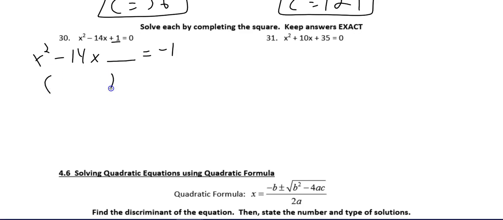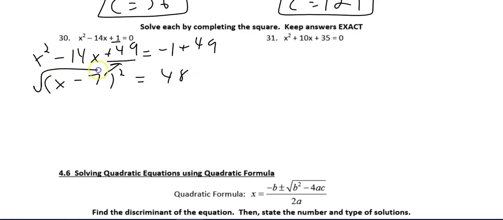Now we're going to do what we just did in the previous two problems. We're going to take half of -14, which is -7. We're going to go up here and fill in the blank. We go past the 2. So 7 squared is 49. We add 49 to both sides, which gives me 48. Now we're back to the first page, solve by square rooting. That undoes that.